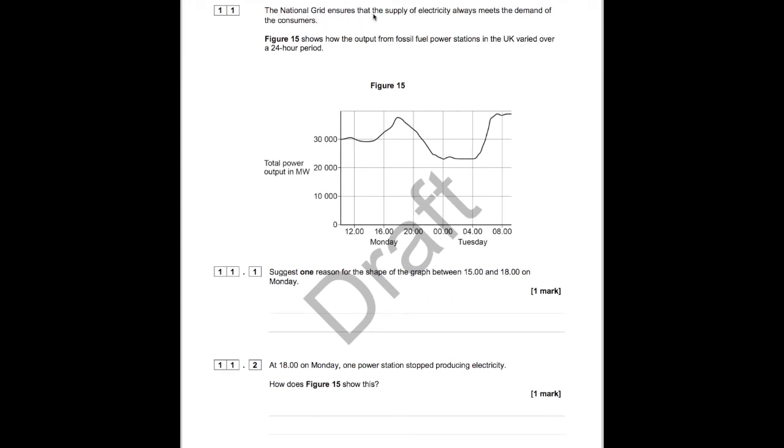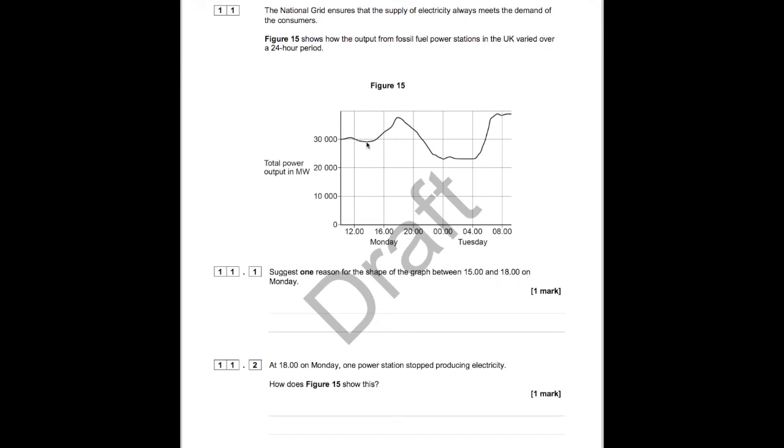The national grid ensures that the supply of electricity always meets the demand of the consumers. Figure 15 shows how the output from fossil fuel power stations in the UK varied over a 24-hour period. There's the total power output in megawatts, so that's millions of watts, and that's Monday and Tuesday and the time. Suggest one reason for the shape of the graph between 3 and 6 on a Monday.